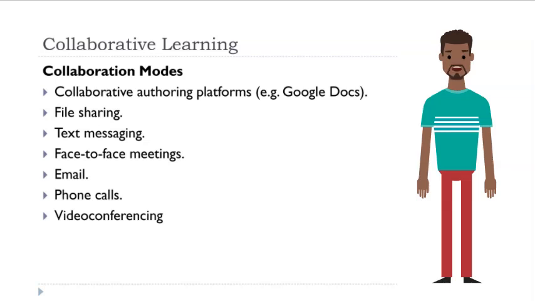Number 4 is face-to-face meetings. Number 5 is via emails. Number 6, phone calls. And number 7, video conferencing, such as Zoom.